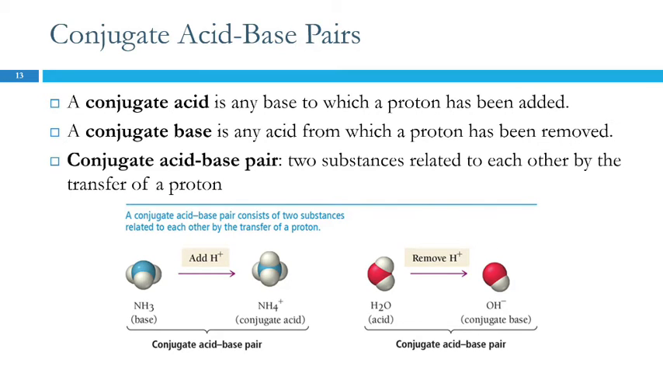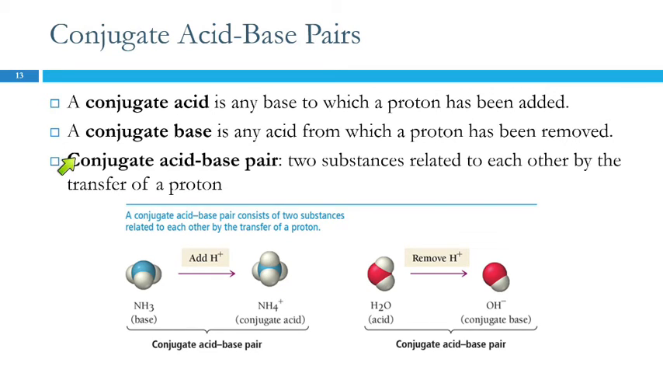So we talk about conjugate acid-base pairs. If you have a base that has accepted a proton, it's done its function as a base, it becomes a conjugate acid because now it has a hydrogen ion which it could donate to something else. An acid that has donated a proton, or had a proton removed, is now a base because it could accept a proton.